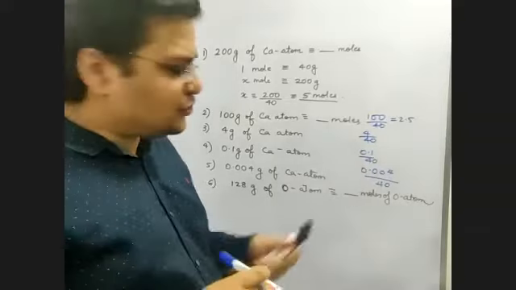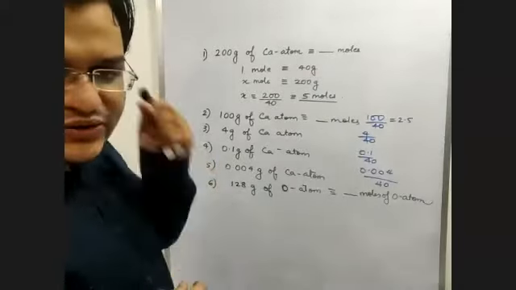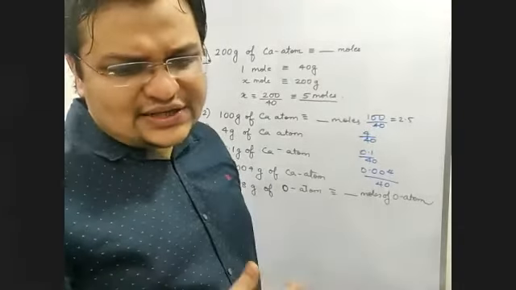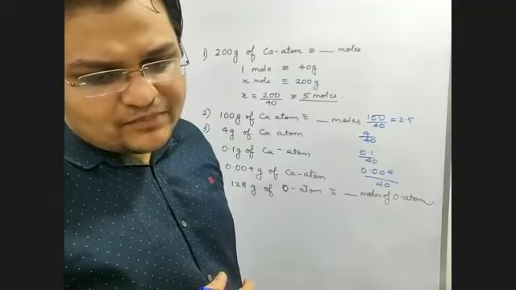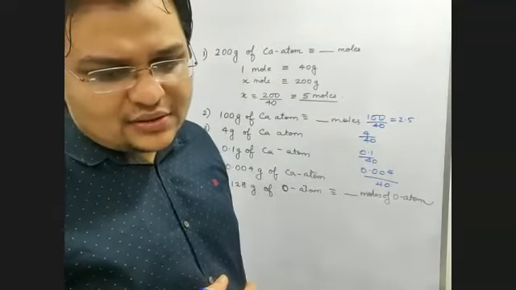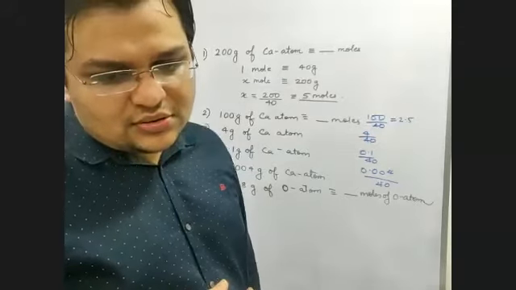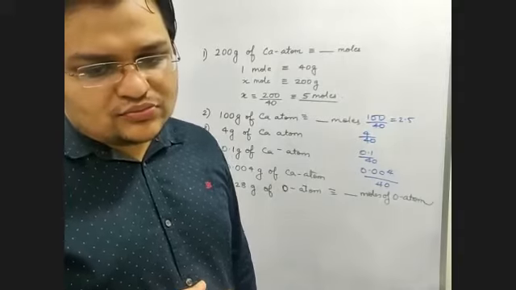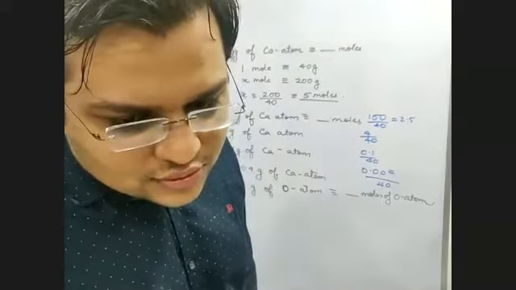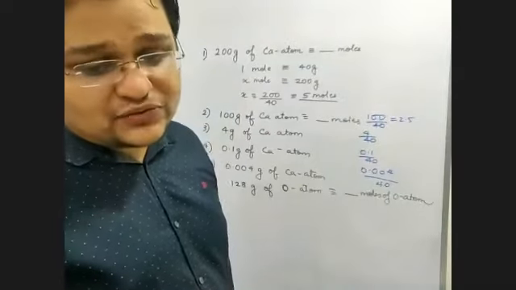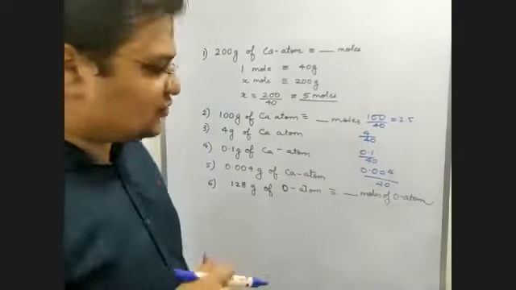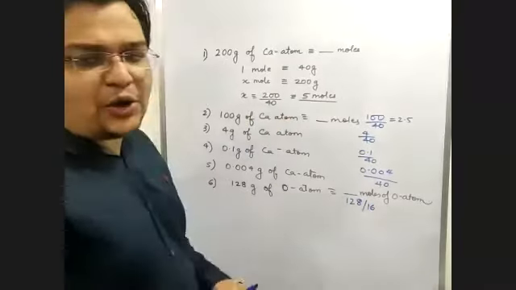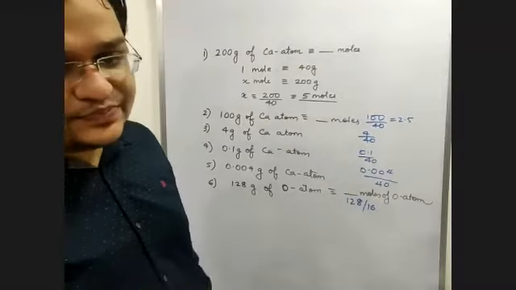Now, sixth one. How do you solve the sixth one? 128 grams of oxygen atoms is how many moles? So 128 divided by what? Not 18. 18 is water's molecular weight. By oxygen, so it will be 16. You have to remember those values. So it's 128 upon 16. The atomic weight of oxygen is 16.